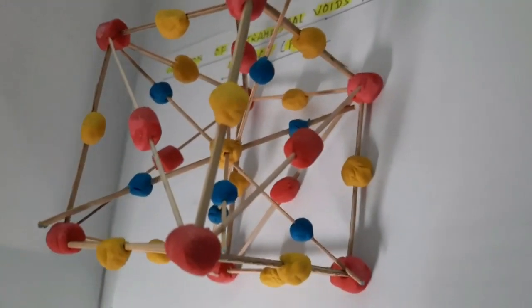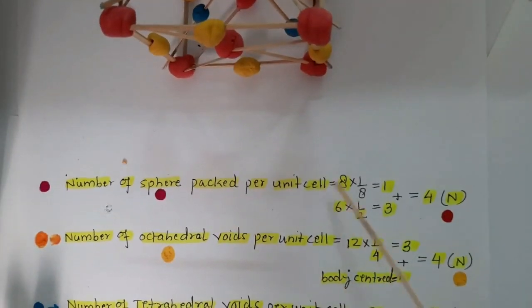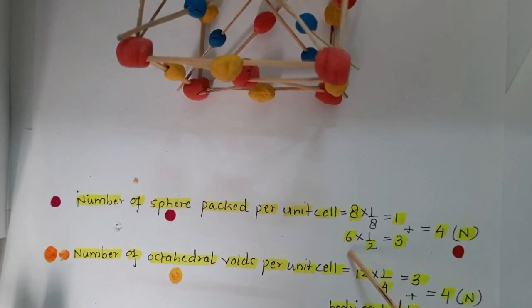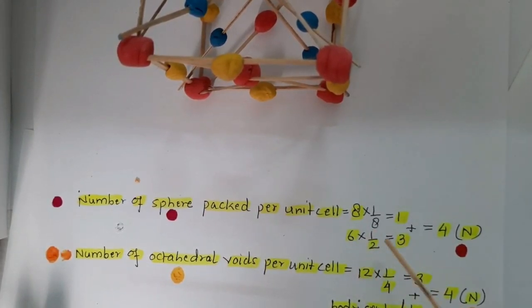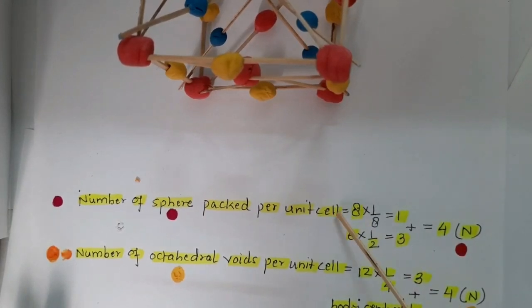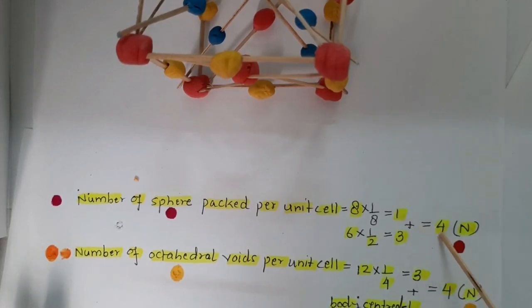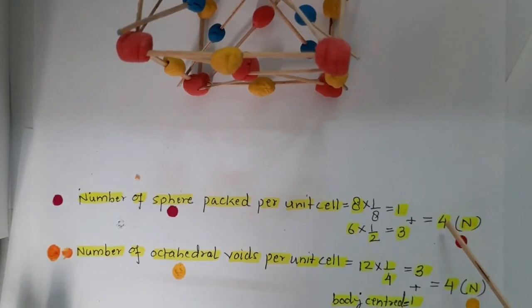So the total number of spheres packed in FCC: the contribution from the corners is 8 multiplied by 1/8, that comes out to be 1, and 6 spheres present at the face center positions multiplied by 1/2 will give you 3. The contribution from the face centered positions will be 3, and the contribution from the corners will be 1. So the total number of spheres packed per unit cell will be 4.